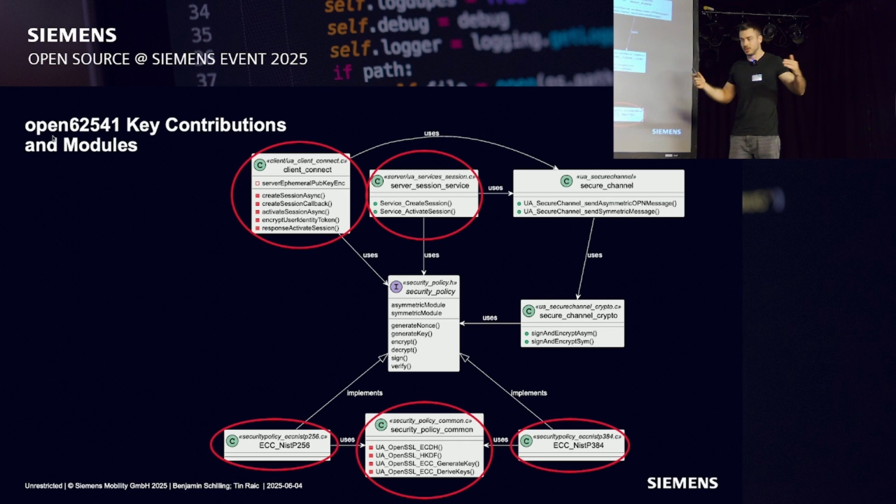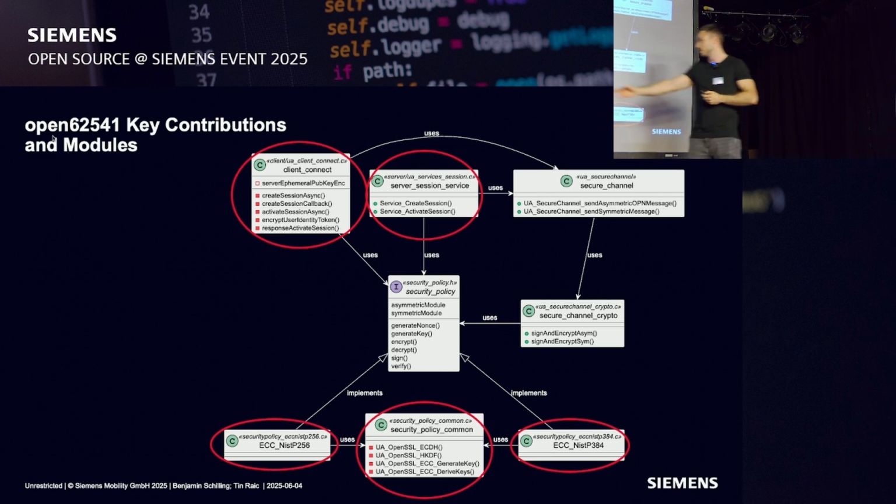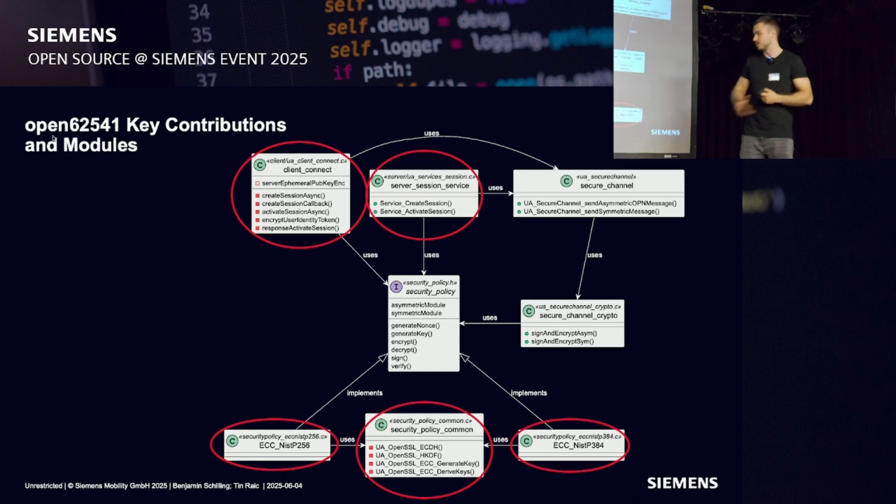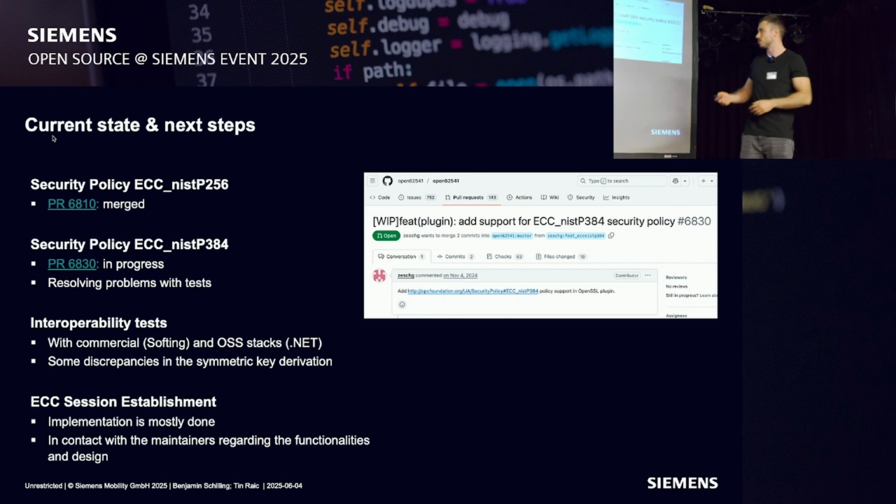And all the security functions go through a security policy interface. It's a well-defined interface with clearly defined functions that each security policy needs to implement. And that's what you see on the bottom left. We have the NIST P256 policy, then the NIST P384 policy, and in the middle we have the security policy common module, basically some common functionalities shared between multiple policies, like Diffie-Hellman, the key derivation function, generation of nonces, and so on.